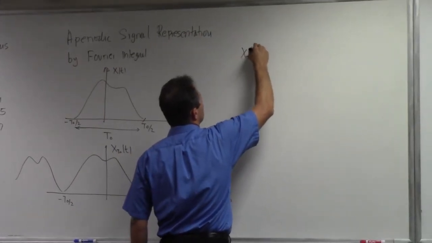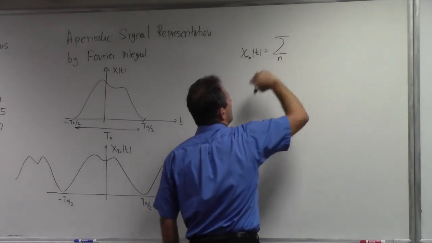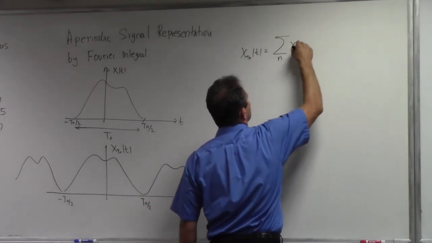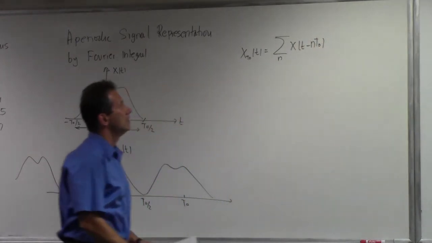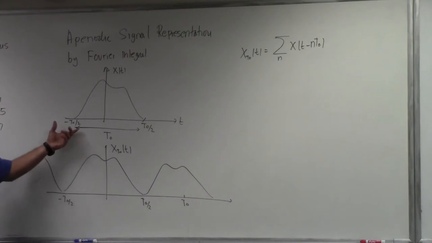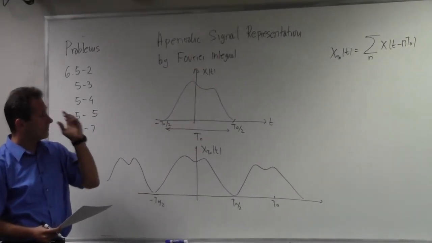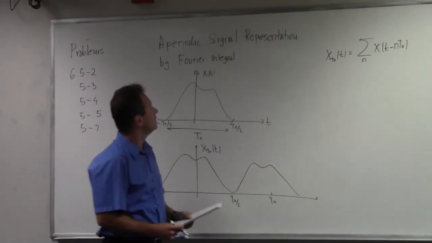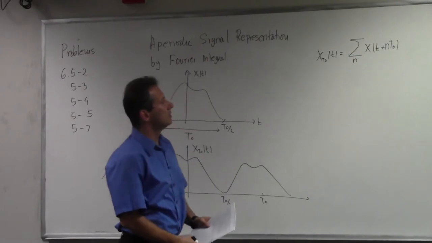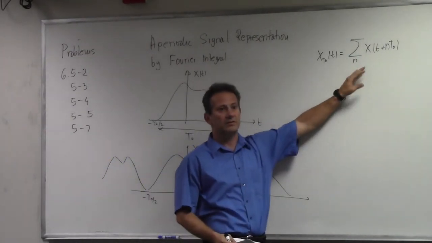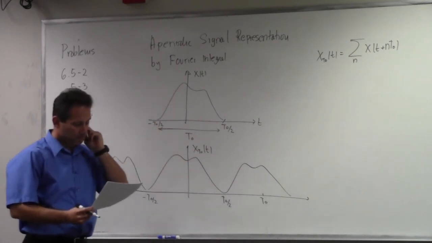X_{t0} of t is going to be the sum over n of x of t minus n t0. So it is going to be the sum of these periodic extensions of this original signal x of t. In the notes I have plus here, but it's irrelevant because n goes from minus infinity to plus infinity, so it doesn't matter if it's plus or minus.